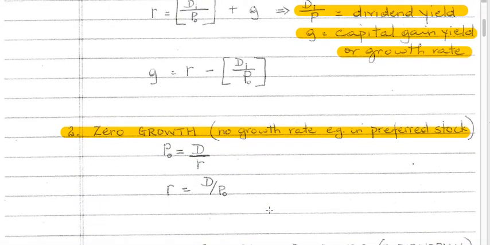When we're looking at the zero growth model, that just means there's no growth in dividends. An example of that is preferred stock. You have a constant dividend forever. So the price of the stock in this case is just D over R. There's no G in the formula. And if you're asked for R, then the formula is just your dividend D over the price.